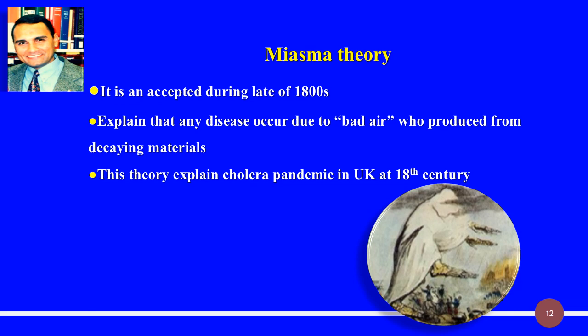Miasma theory was accepted during the late 18th and the beginning of the 19th centuries. It explains that any disease occurs due to bad air produced from decaying materials. This theory was used to explain the cholera pandemic in the United Kingdom in the 18th century.